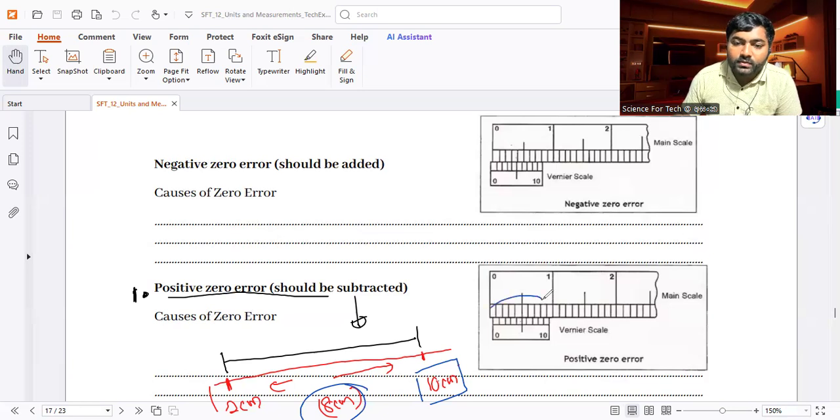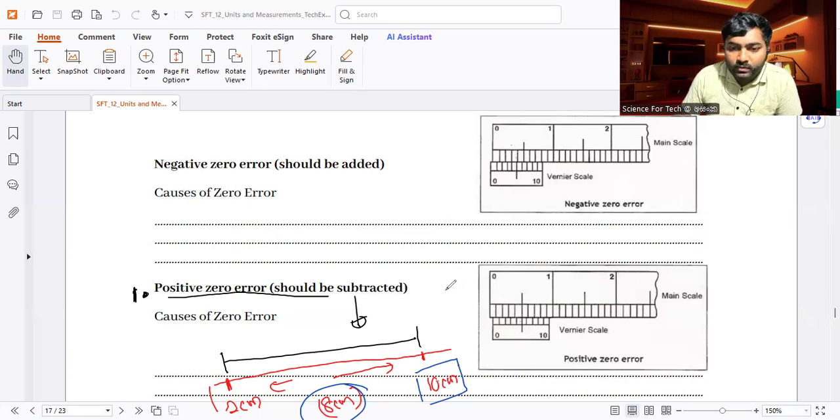Here also, like that one. You are starting with a greater value and ending with a greater value. That means more than the actual value. So what you have to do? You have to find the error and you have to subtract it. Understood? Yes, sir. Understood.